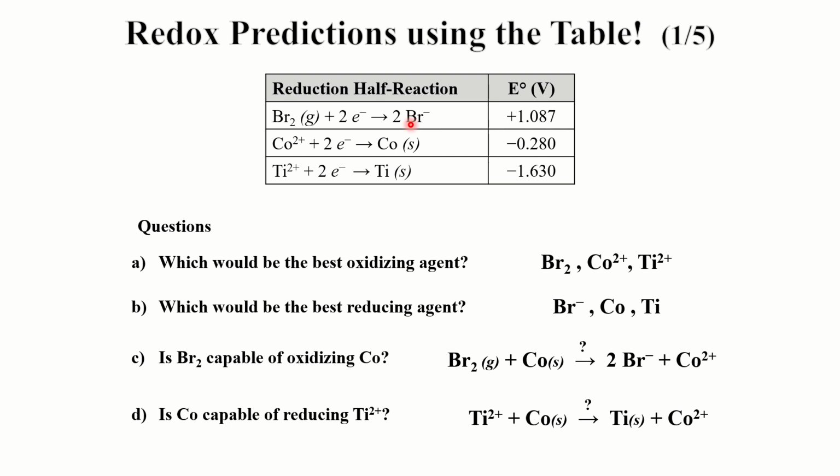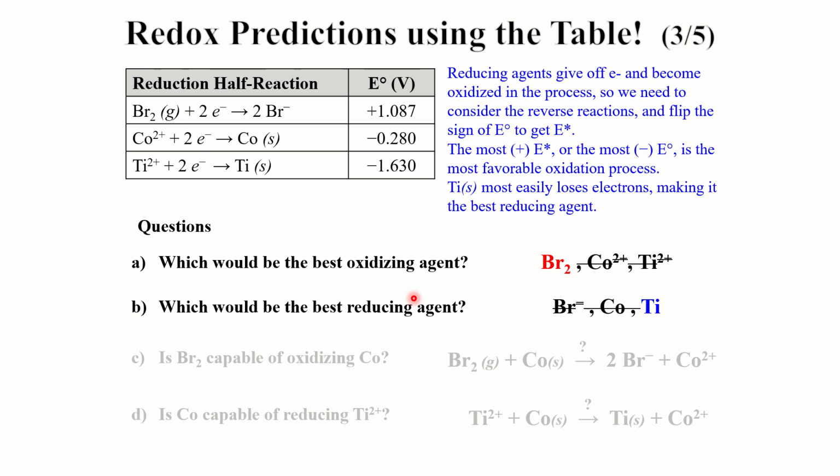So Br- would have an oxidation potential of negative 1.087. Cobalt would have an oxidation potential of plus 0.280. Titanium would have an oxidation potential of plus 1.630. So titanium has the most favorable oxidation process, meaning that it would be the best reducing agent. And again, that logic is explained in a little more detail here.